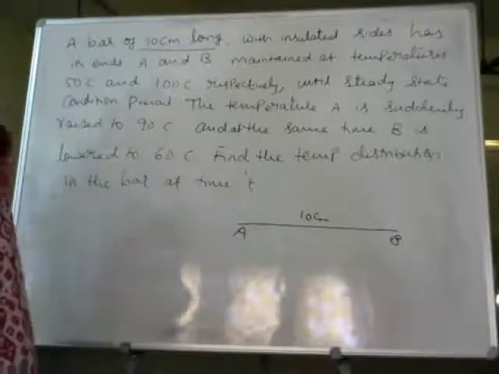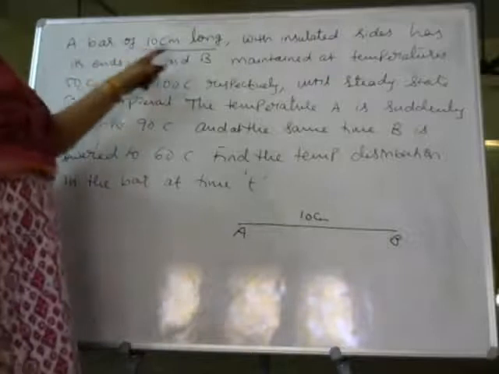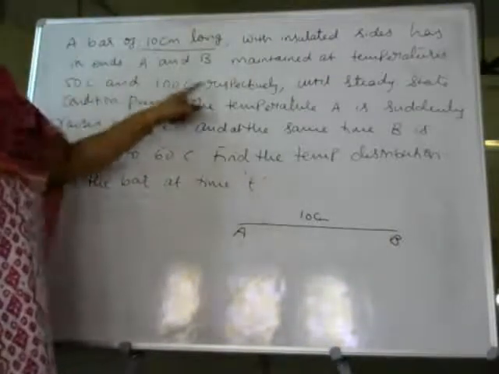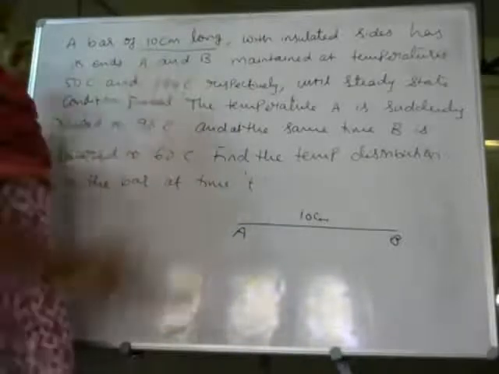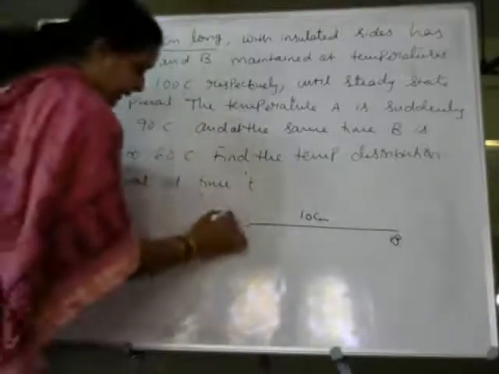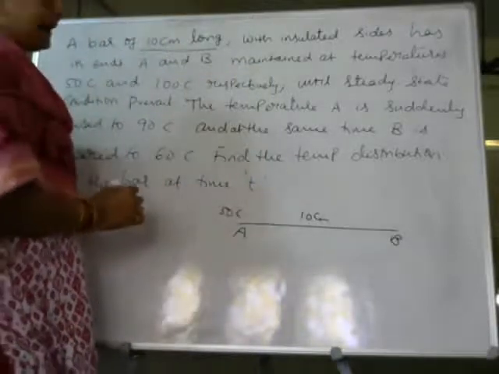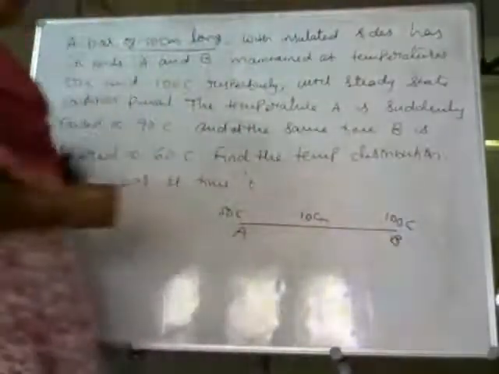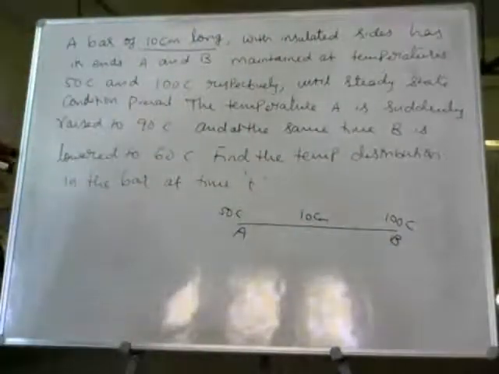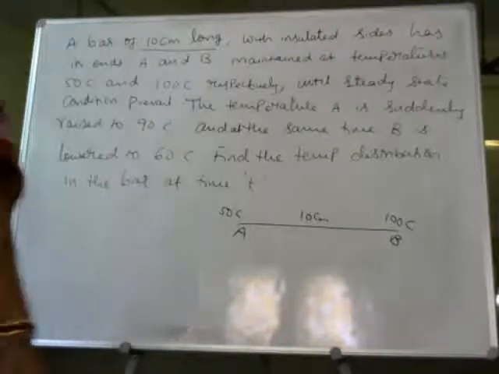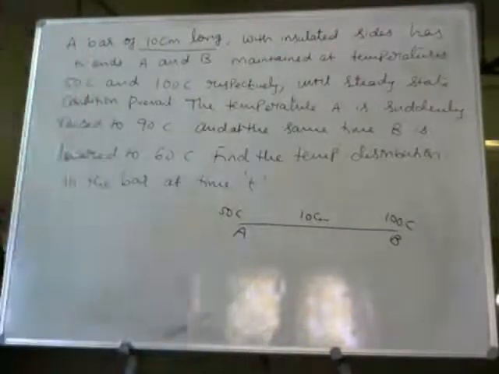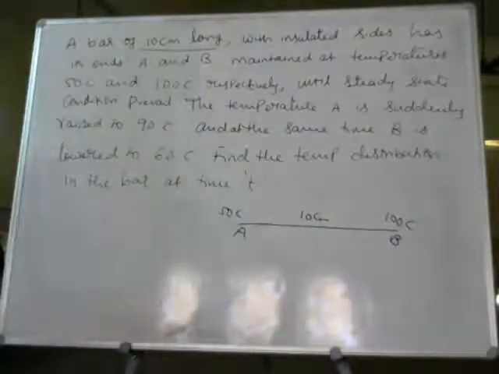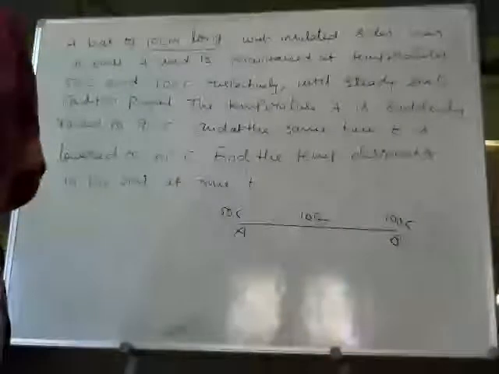So what is actually originally given with insulated sides has its ends A and B maintained at temperature 50 degrees and 100 degrees respectively. At the end A, the temperature is kept at 50 degrees centigrade. And at the end B, the temperature is kept at 100 degrees centigrade. Until the steady state condition prevails. Originally, it is under steady state condition with temperatures of the rod at both the ends as 50 degrees and 100 degrees. That is the first condition.